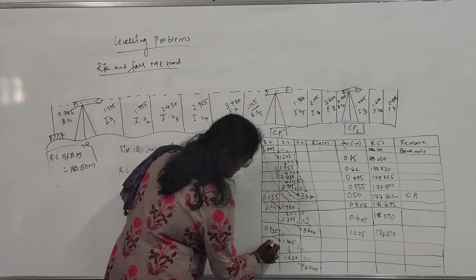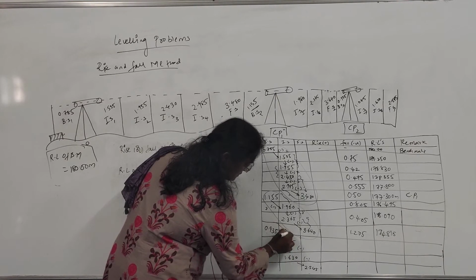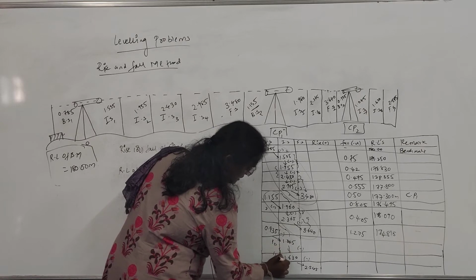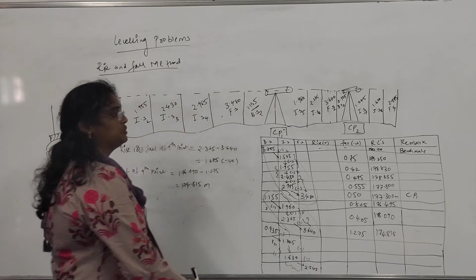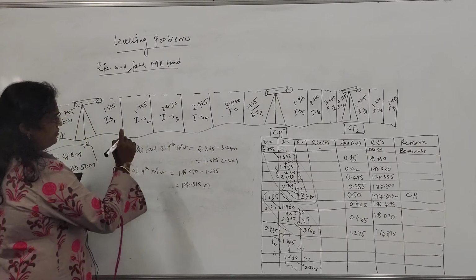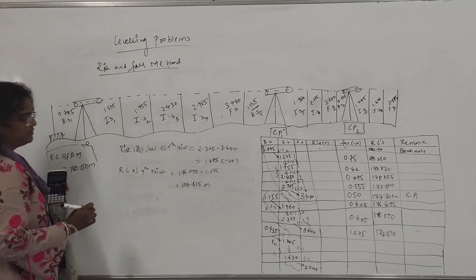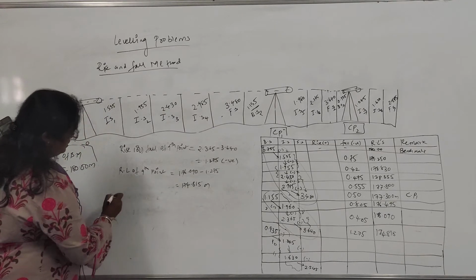Next we need to do this one. This will be the 10th, this will be the 11th point, this will be the 12th point. Here I have considered the first backsight also as 1 point, for that you are getting 12 points. In the height of instrument you have got only 11, right?